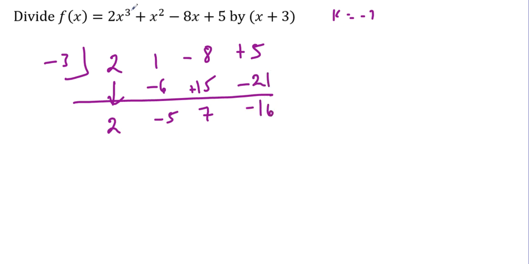Going from a cubic to a quadratic, that's going to be 2x squared minus 5x plus 7. The remainder is negative 16, so I'm going to call that negative 16 over x plus 3. That's going to be my denominator there, and that would be my answer.